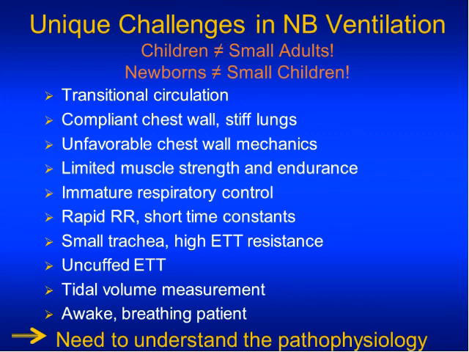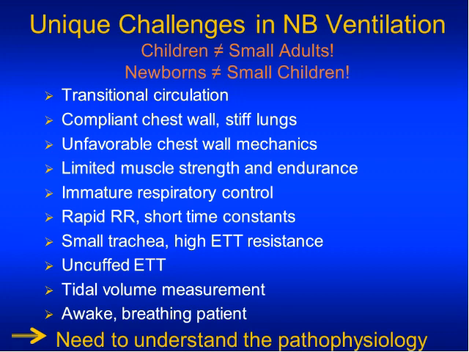Importantly, the chest wall of a premature baby particularly is very compliant while their lungs are stiff. This is why they retract when they breathe. They overall have very unfavorable chest wall mechanics, making them more susceptible to fatigue and respiratory failure. The more premature they are, the more limited their muscle strength and endurance. And very important is the immature respiratory control that they have, and it affects, in a very important way, the interactions between the baby and the ventilator.